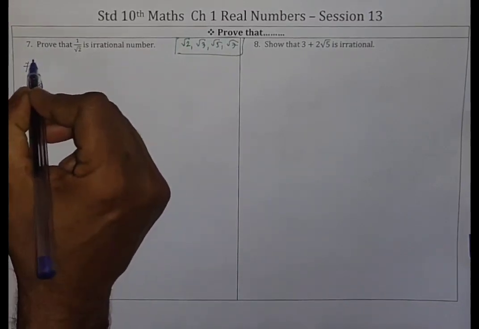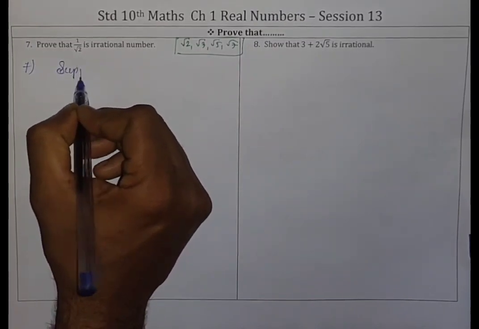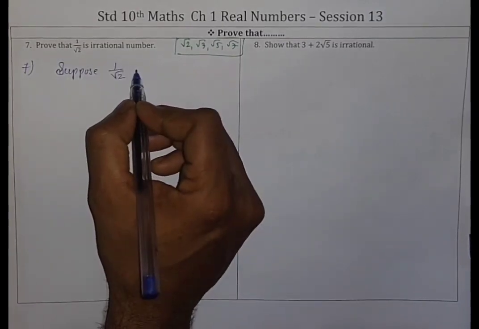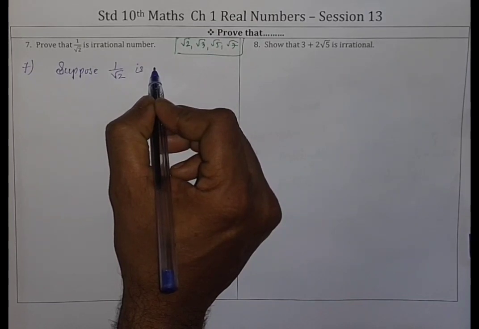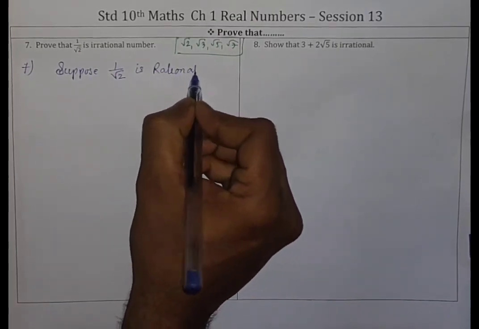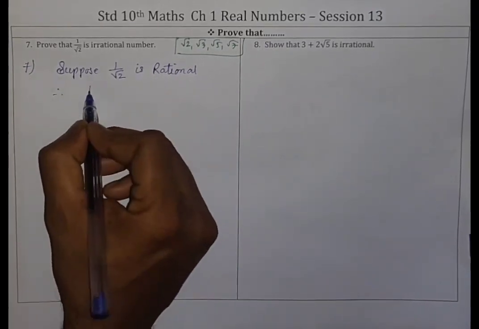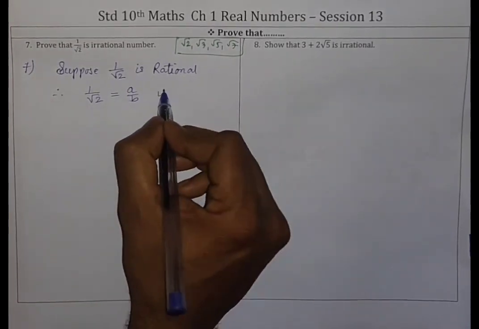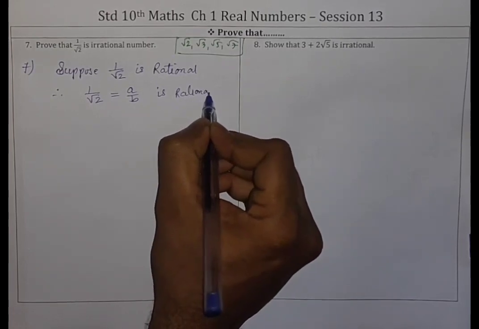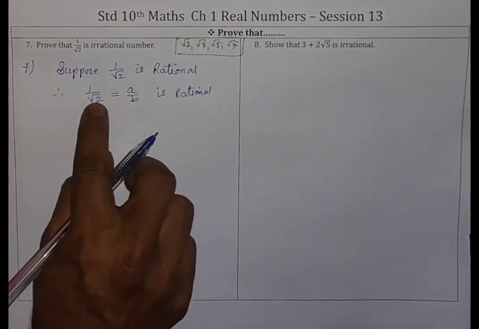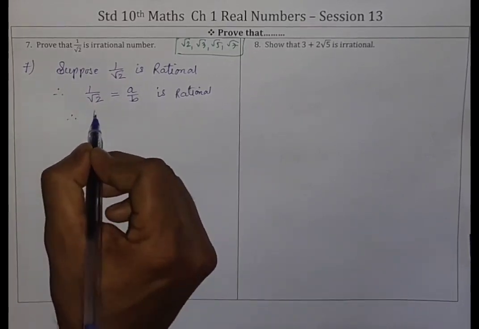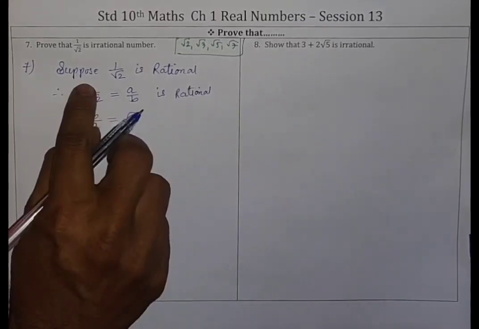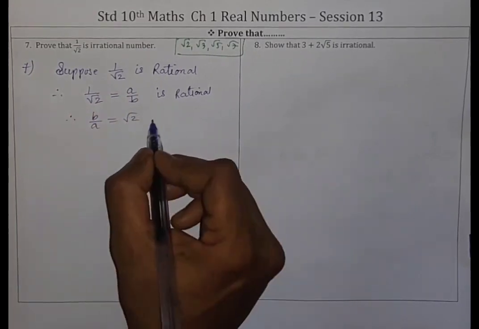Okay, seventh one, right? Suppose 1 upon root 2, which we have to prove is irrational, we'll suppose is rational. Therefore, 1 upon root 2 is equal to A upon B. Do cross multiplication. Ye root 2 ko subject of the formula bana do. Therefore, B upon A is equal to root 2. B multiplied with 1, A niche aaya, root 2.